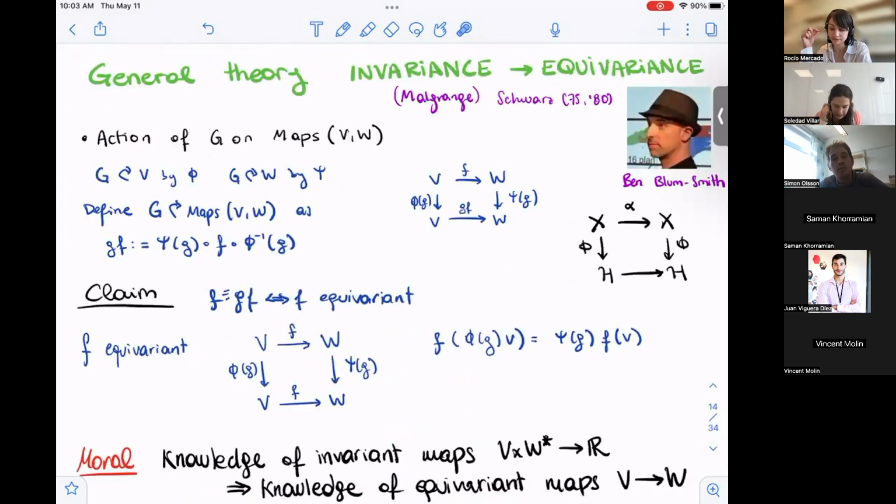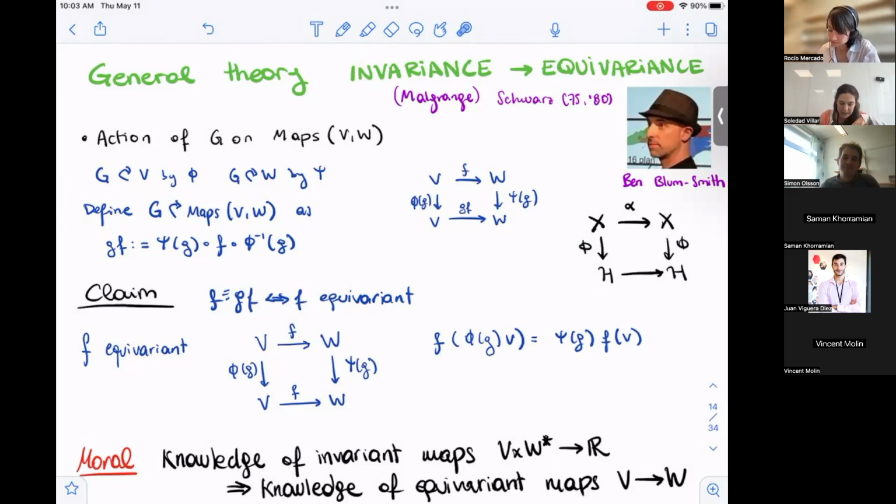So this slide basically is to mention how you go from invariance to equivariance. And the idea of this is from my postdoc, Ben Blum-Smith. He is an invariant theorist. He did his PhD in invariant theory, and now he's working with me on more machine learning-like things. So basically, there is a very old literature in invariant theory that explains an algebraic construction of equivariant functions from invariants.